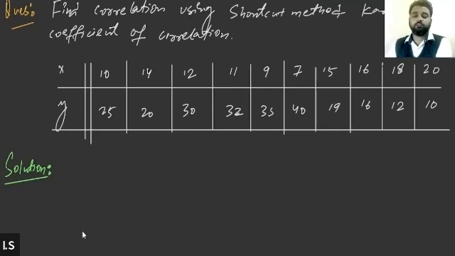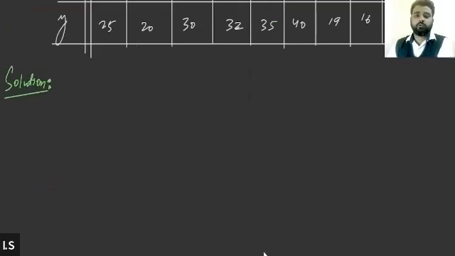Done, Alexander? Have you noted it down? No, sir. What is the fifth unit of y? It's 35, sorry. The values are 25, 20, 30, 32, 35, 40, 19, 16, 12, and 10.